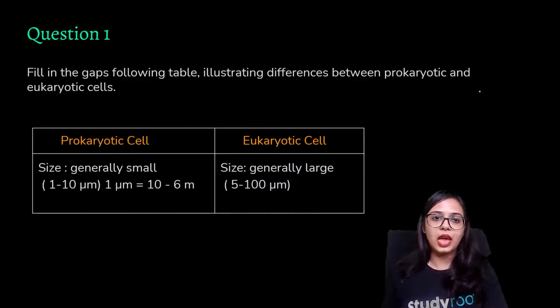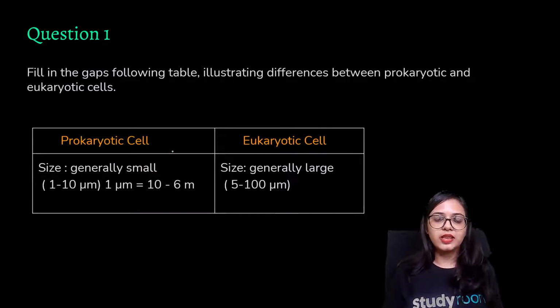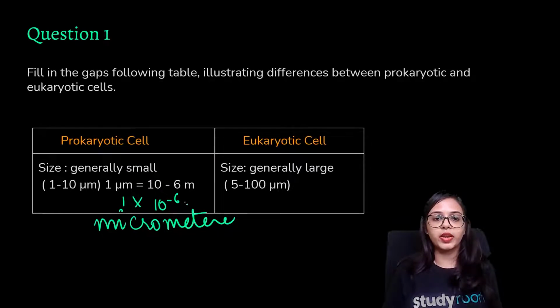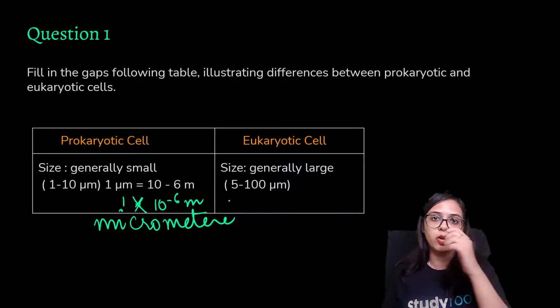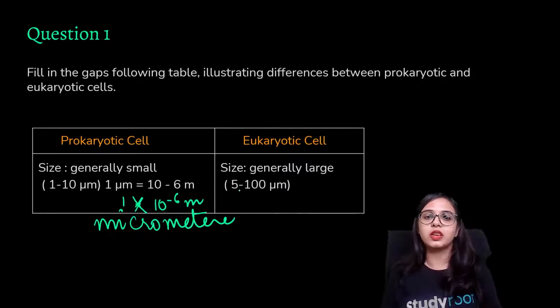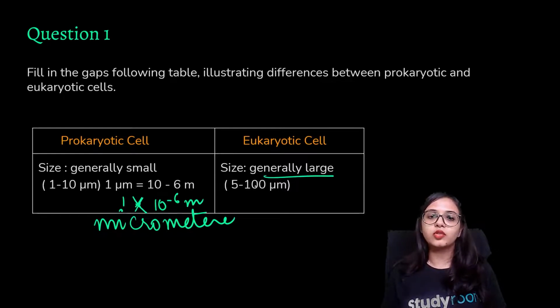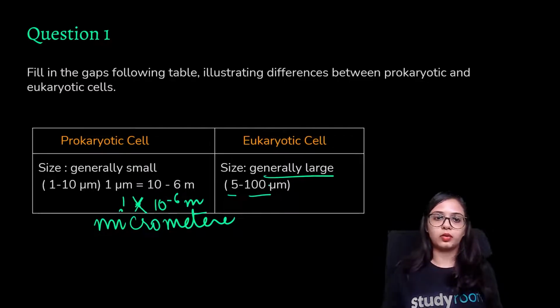Fill in the gaps in the following table, illustrating differences between prokaryotic and eukaryotic cells. So the size: we know that a prokaryotic cell is generally small. It is 1 micrometer. Micrometer means 10 to the power minus 6, so it is usually 1 into 10 to the power minus 6 meter. This is how small a prokaryotic cell is, whereas a eukaryotic cell is generally larger. It is generally 5 to 100 micrometer. Okay.